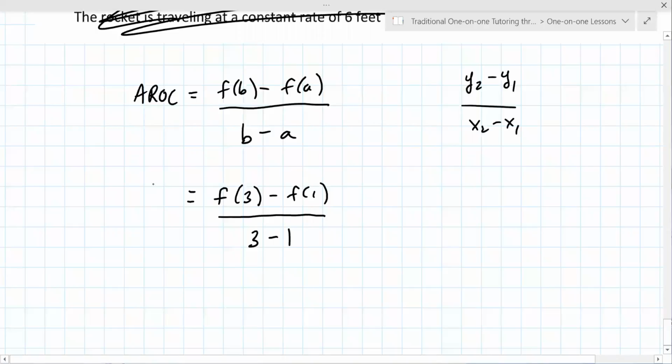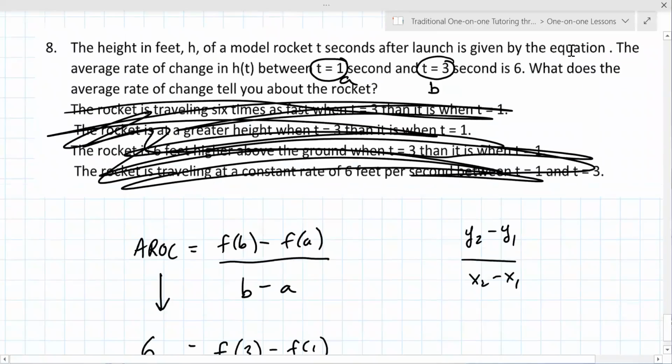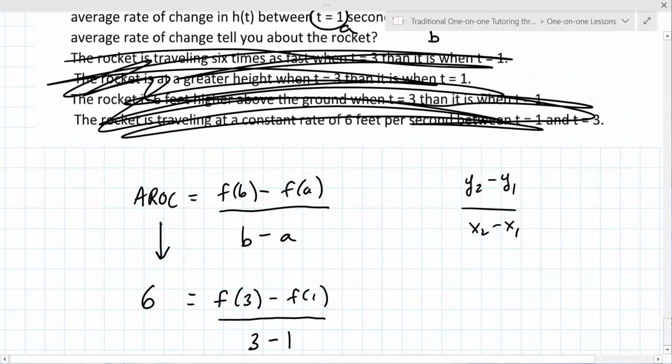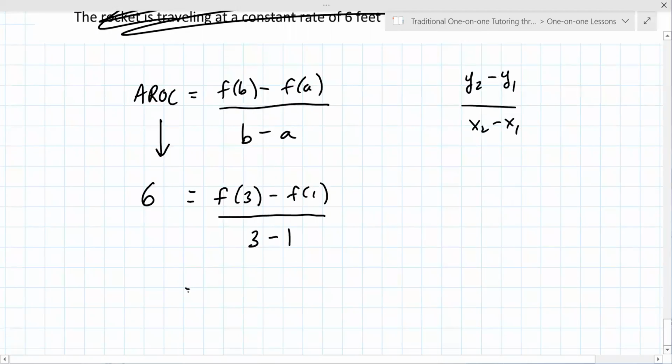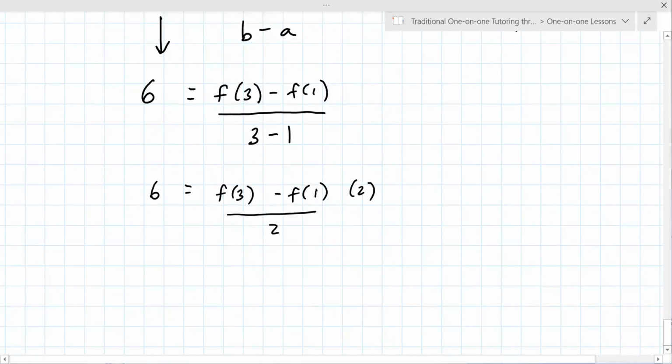They actually tell you the average rate of change. They tell you it's 6. That's also given in the problem. Do you see where it says 6 in the problem? Oh yeah, right there. Okay. Now, a little simplifying on the right, the bottom is 2. And if you multiply both sides by 2, you get 12 equals f of 3 minus f of 1.